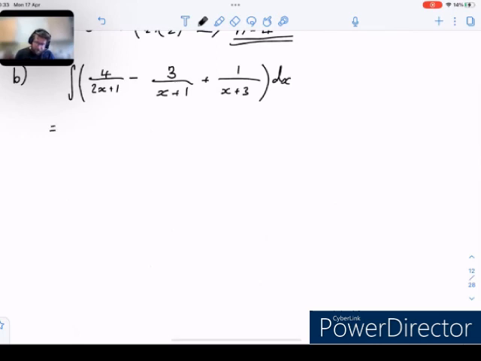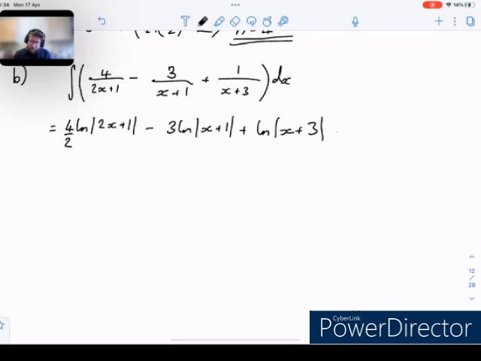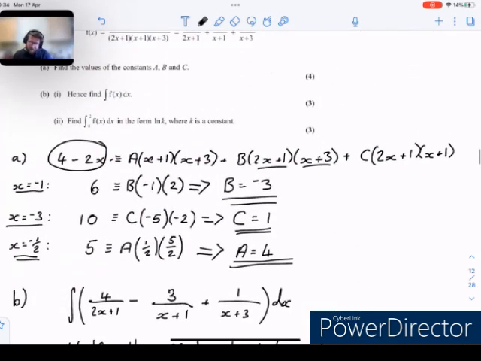So we need to do the chain rule backwards on this. So this will be 4 times log of 2x plus 1. But then we've got to divide by the derivative of this bracket, so that's divide by 2. So this is 4 over 2. I'll just leave it like that for now. And this one's just 3 log x plus 1, and log x plus 3. Now, the question just said to find the integral.